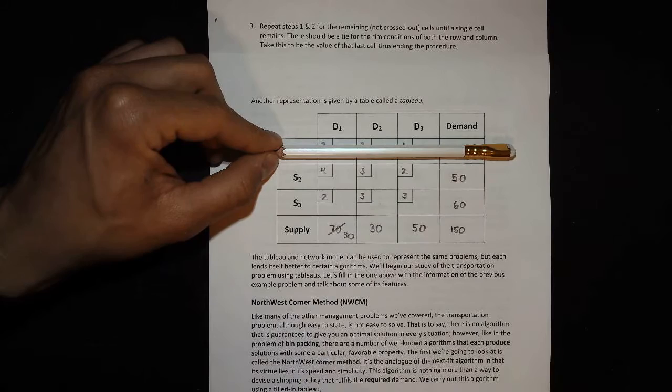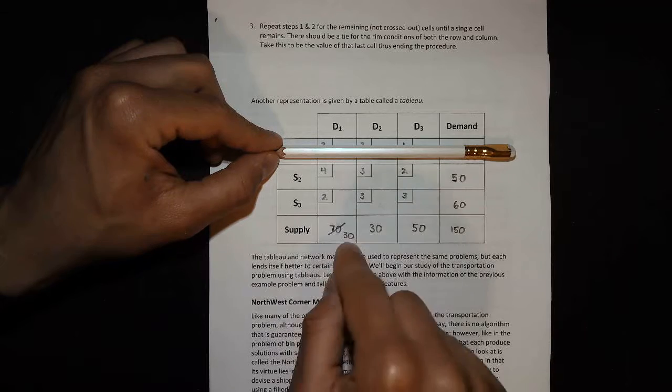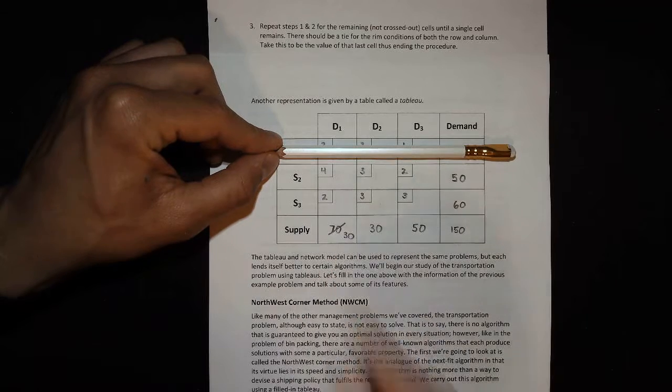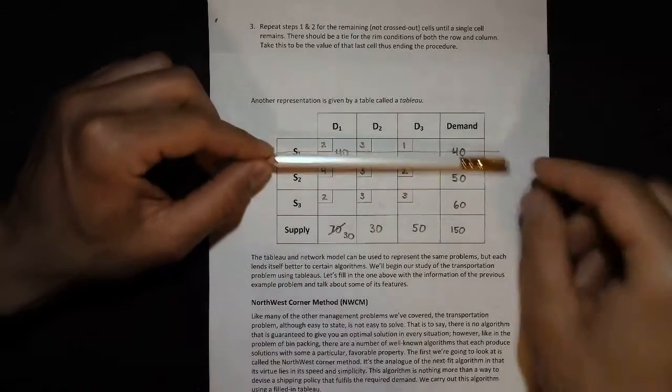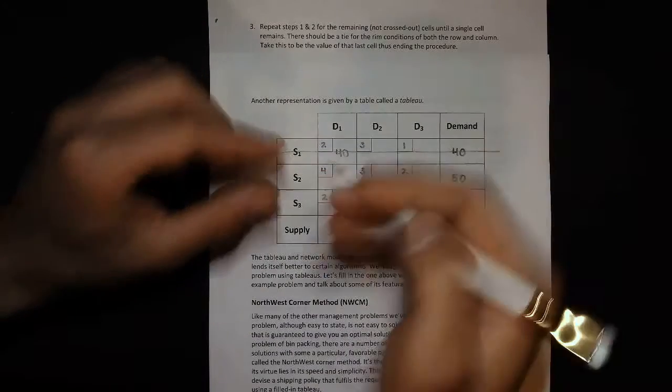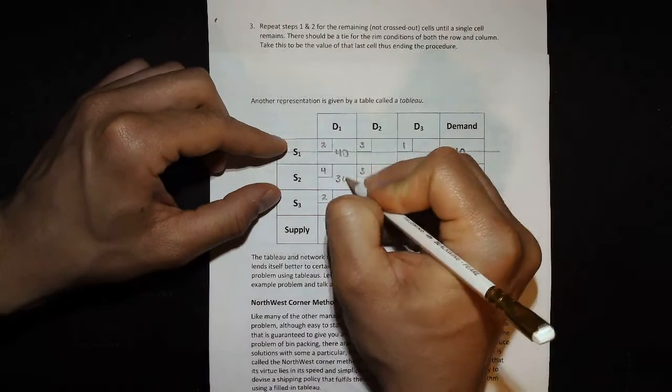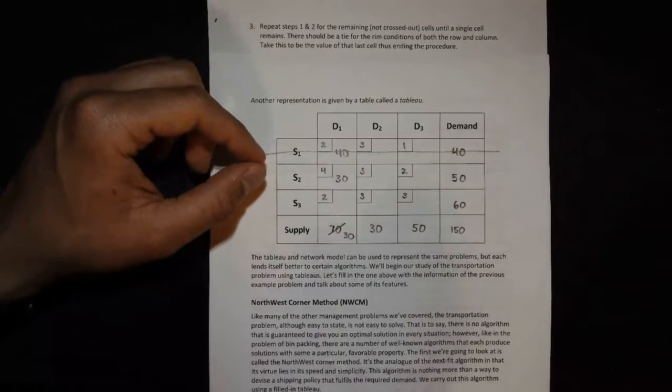We take the smaller of these two numbers, right? In this case, it's 30. And we take that to be the new value of this cell. So if there's a tie, we choose the rim condition. Okay, all right. So there's no tie. Okay, so we take 30 to be the new value of this cell.